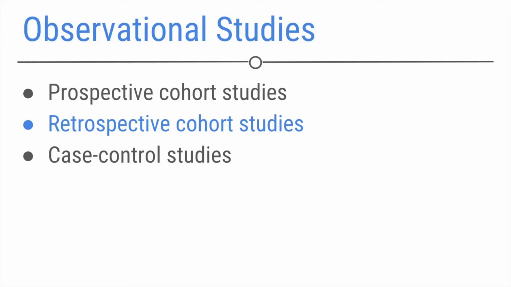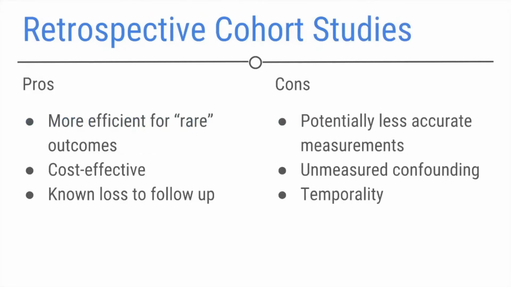Instead of following patients for a potentially unknown amount of time to see whether an outcome occurs, as is the case in a prospective study, a retrospective study already knows that a set of patients have experienced the outcome of interest. For this reason, retrospective studies can evaluate rare outcomes more efficiently than prospective studies. Often, retrospective studies can benefit from large databases that already exist, such as electronic medical records, making them more cost-effective.